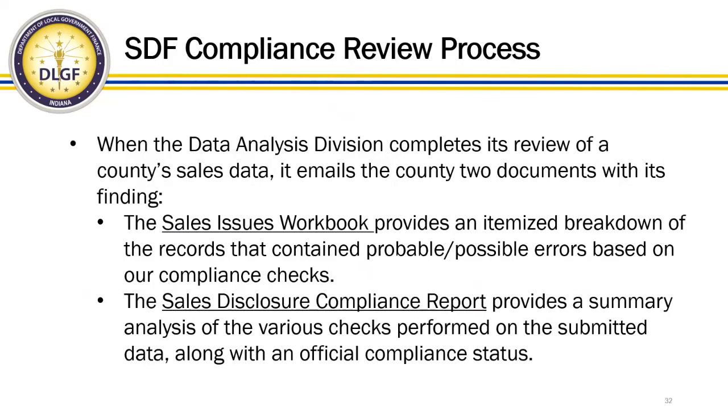When the data team completes its review of the submitted sales for a particular county, it's going to email the county two documents with its findings. One of the documents that the county will receive is an Excel file, which we call the Sales Issues Workbook. The workbook provides an itemized breakdown of all the records that contained either possible or probable errors when we were running the data through our compliance checks.